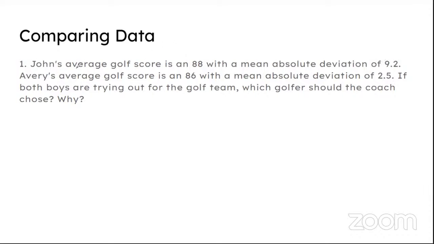Well, John's going to have a much larger range, 9.2. That means even though he has this higher average, he could score much lower than Avery, but also much higher. So it's kind of like you never know what kind of game he's going to have. He could have a horrible game with a really low score or a great game with a really high score.